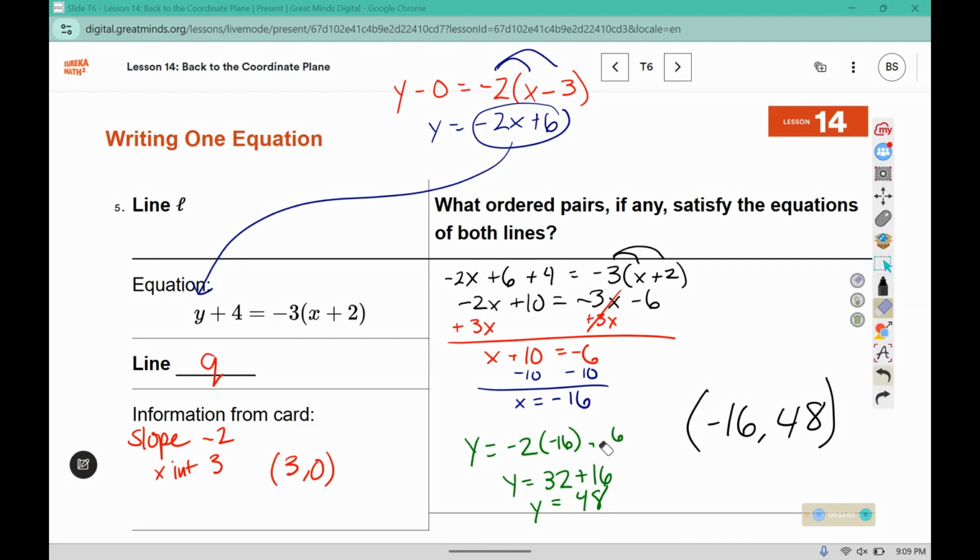Excuse me, not 16. It should be 6. So it should be 38. Plus 6, not plus 16.